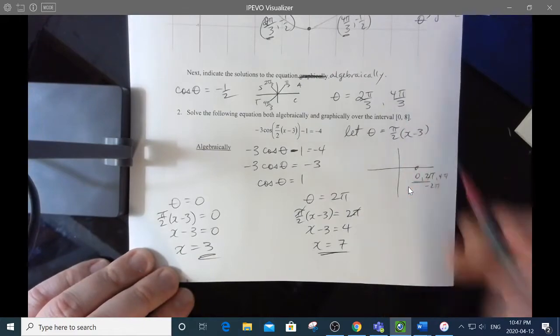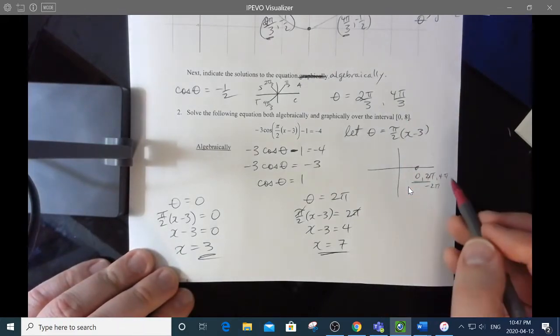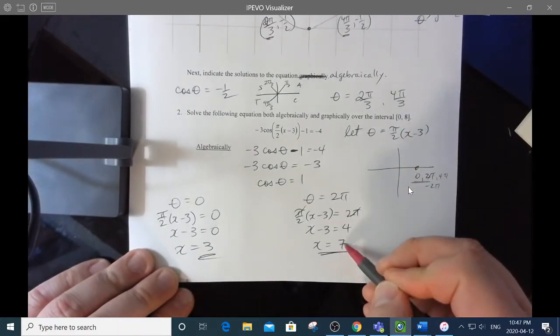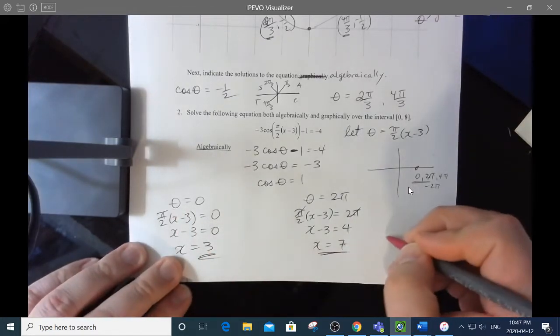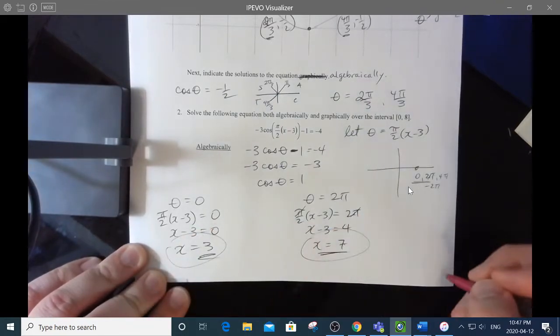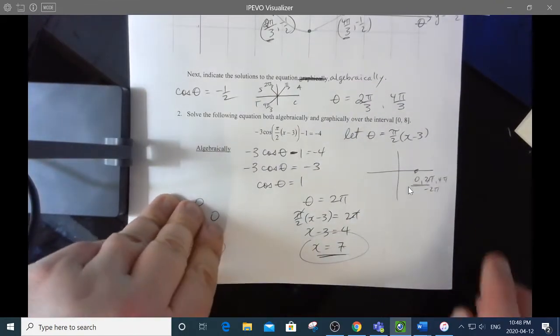And that's within my range as well, but I can tell right away that if I were to go to 6 pi, that'd be too big, and if I were to go to negative 2 pi, this would be too small. So that's it. That's my only two answers. There they are. And now we got to do that graphically.